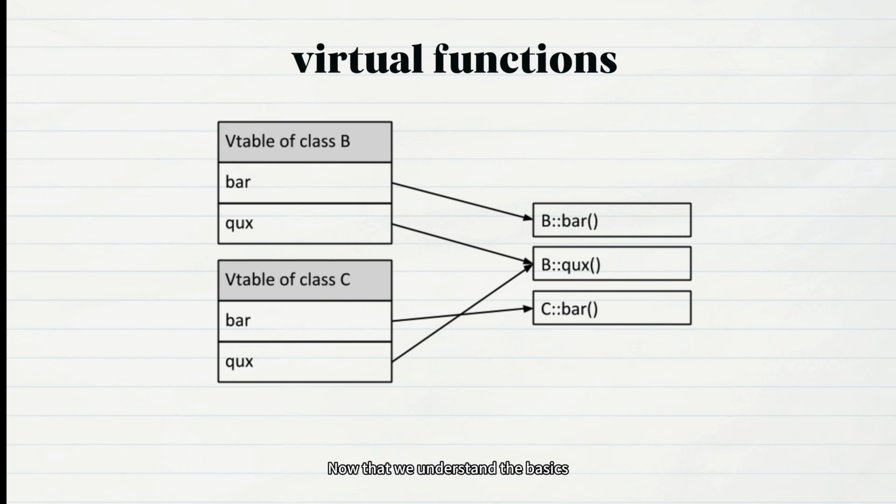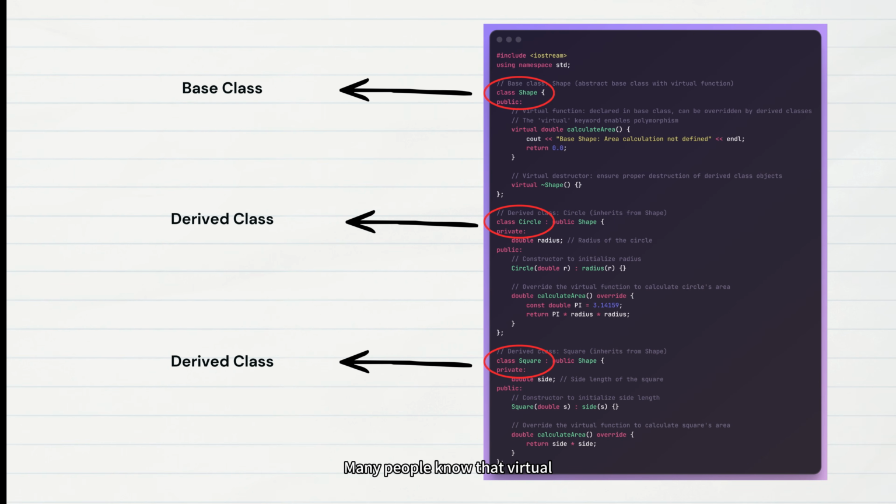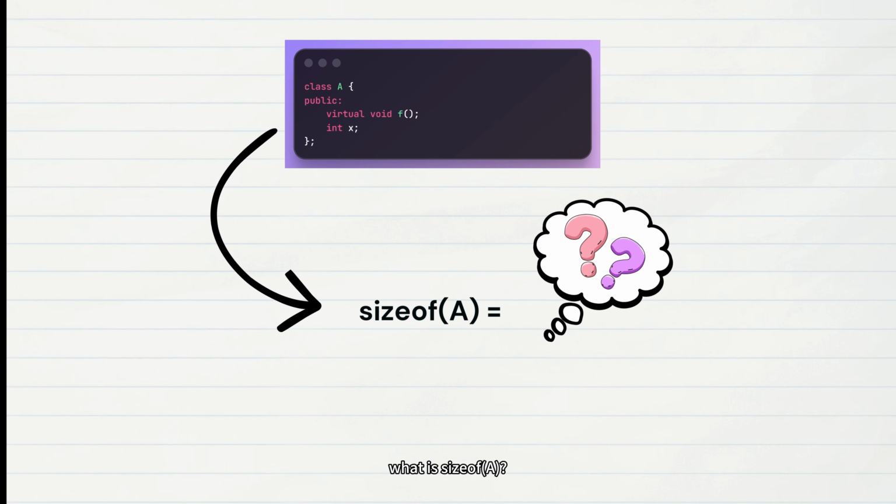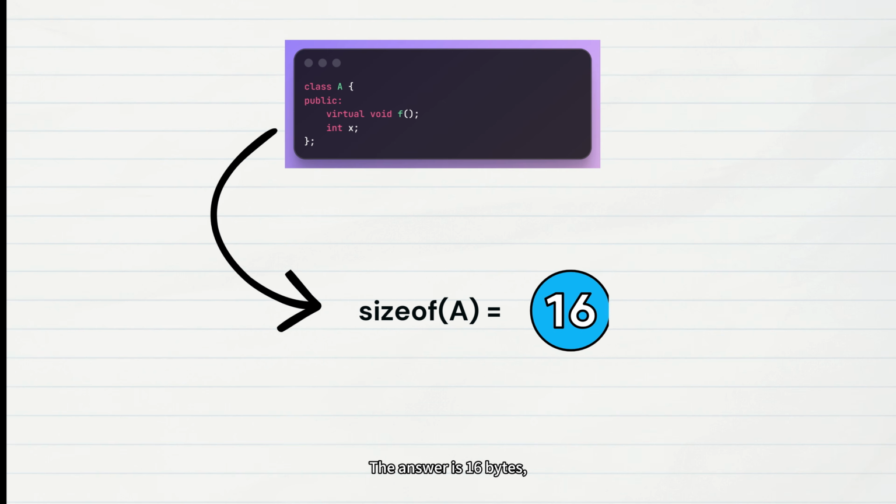Now that we understand the basics of alignment and padding, let's look at one of the most core features of C++, virtual functions. Many people know that virtual functions enable polymorphism, but they don't realize that as soon as you add a virtual function, the object's memory layout changes entirely and its size also increases. Let's modify class A from earlier and add a virtual function. Now I ask you again, on a 64-bit system, what is size of A? The answer is 16 bytes, double the previous 8 bytes.